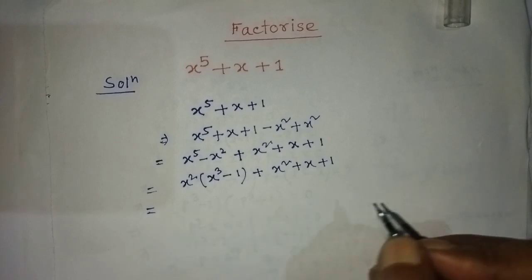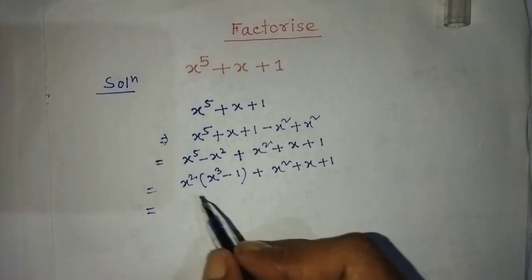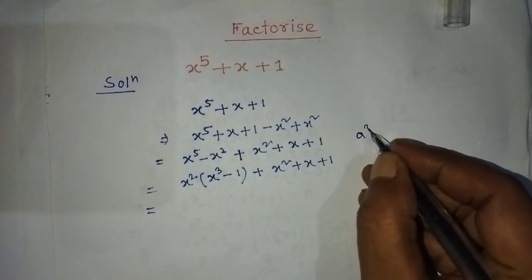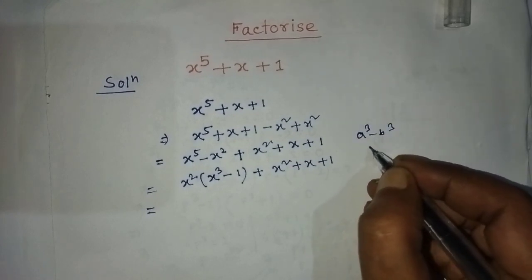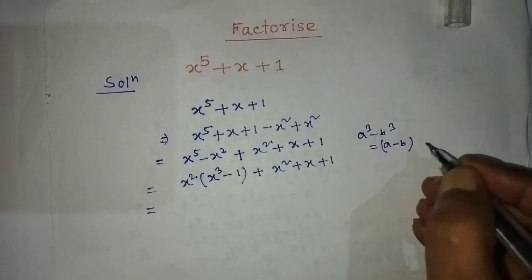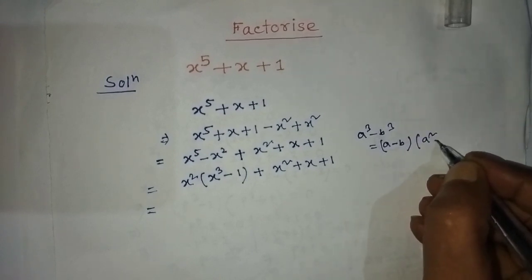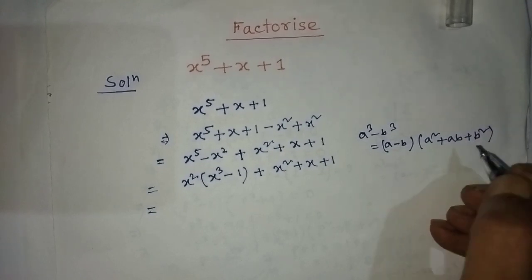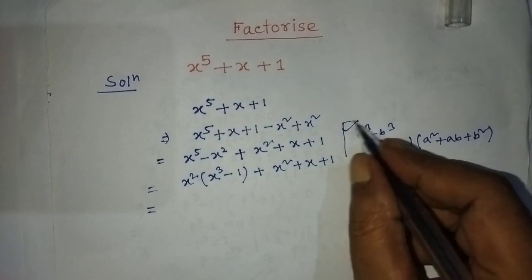My dear student, after that to factorize this algebraic expression, we have to apply the formula a cube minus b cube is equal to a minus b into a square plus ab plus b square. So this is our formula, and we have to apply this formula here.